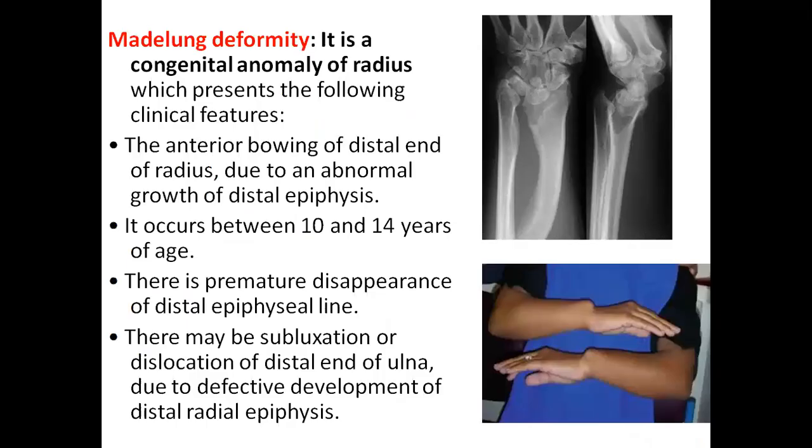Then there is one condition which is called as Madelung deformity. It's a congenital anomaly of radius which presents like anterior bowing of distal end of radius. You can see this is like a radius bone and it is bowing. It's not straight, right? It is due to abnormal growth of distal epiphysis. It occurs between 10 to 14 years of age. There is premature disappearance of distal epiphyseal line, and there may be subluxation or dislocation of distal end of ulna due to defective development of distal radial epiphysis.